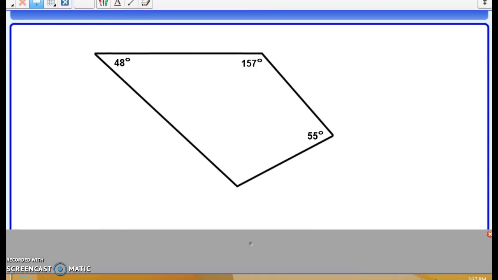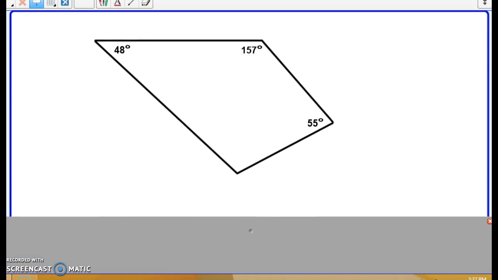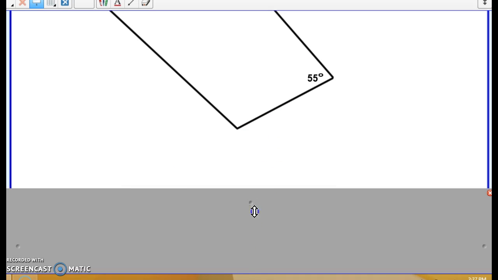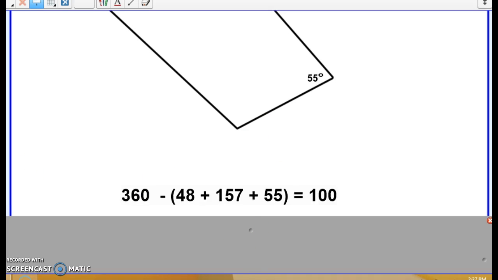And then kind of the same thing here. I know it's 360 degrees total. So 360 minus 157 minus 55 minus 48 is going to tell me that the missing angle is 100 degrees.